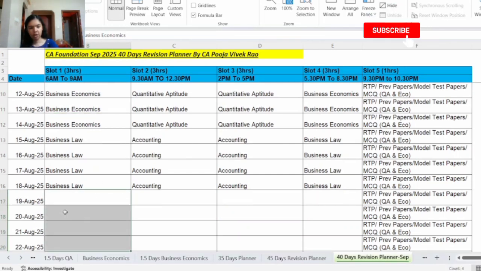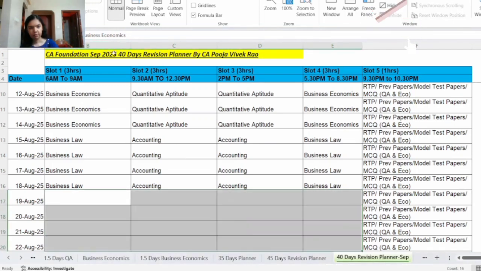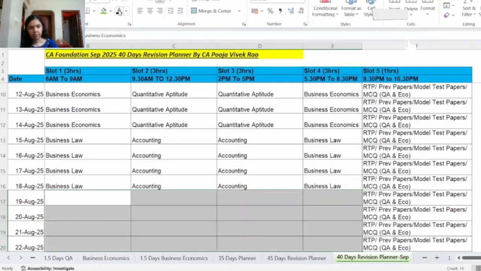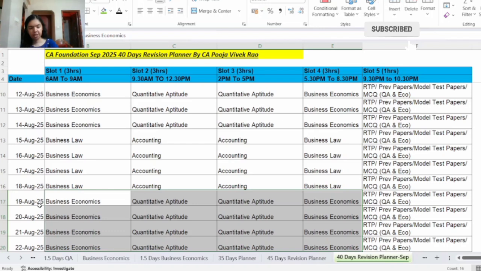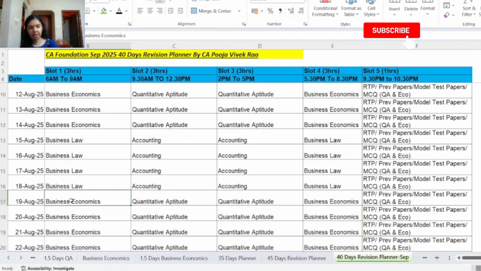Then from 19th August to 22nd August, the next 4 days. So here we are changing the subjects again. So here we will be studying business economics and quantitative aptitude. In slot 1 and 4, you will revise business economics, and in slot 2 and 3, you will revise quantitative aptitude.